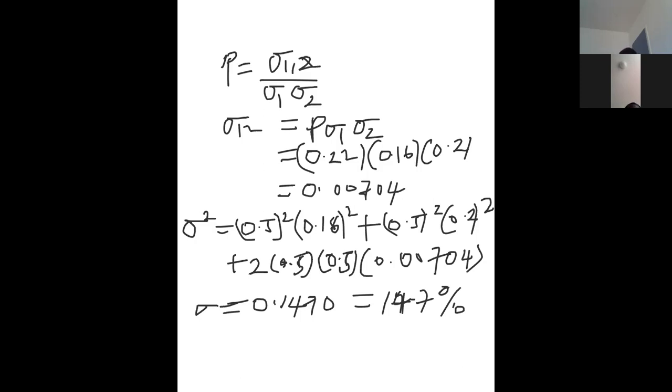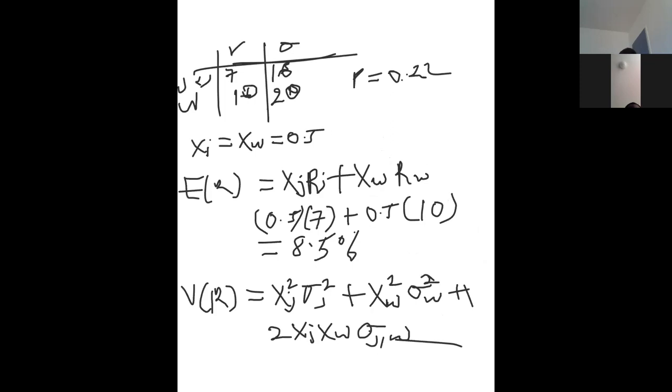This is the formula that we use for the variance. Xj squared multiplied by the variance of j squared plus xw squared multiplied by the variance of w squared plus 2 xj xw multiplied by the covariance of j and w. Is that okay? And in this case, we were given correlation. And once you know your correlation, it's also easy to find your covariance from that.